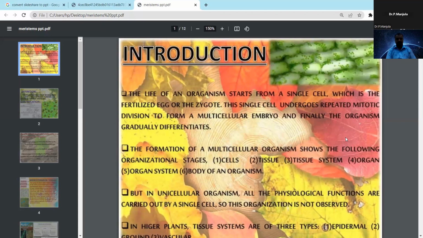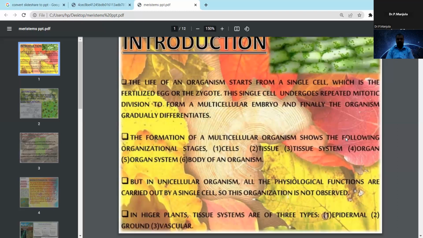In plants, three tissue systems are there: the epidermal tissue system, the ground tissue system, and the vascular tissue system.